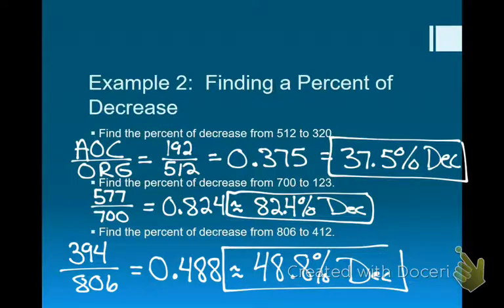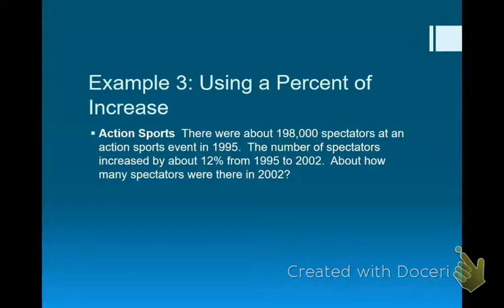All right, so now in example 3 and 4, we're going to switch gears just a little bit and approach this from a different angle. We're now going to find the new amount. Okay, so now it says there were about 198,000 spectators at an action sports event in 1995.